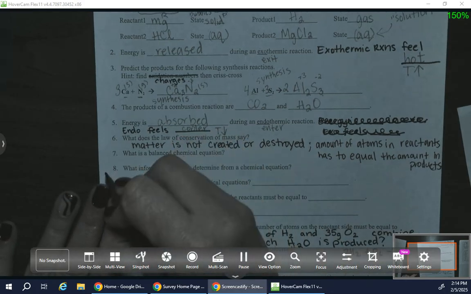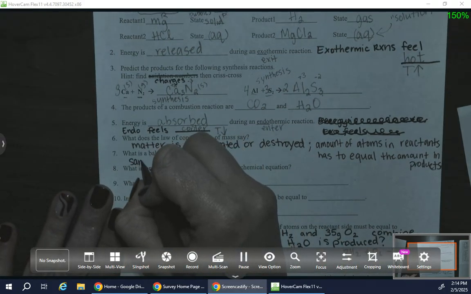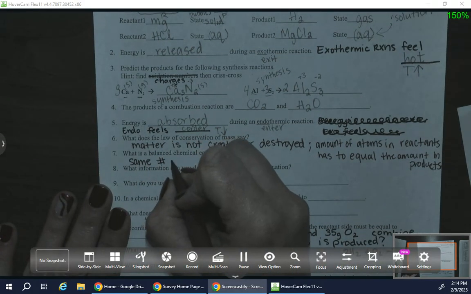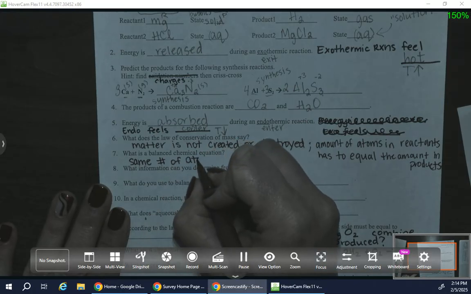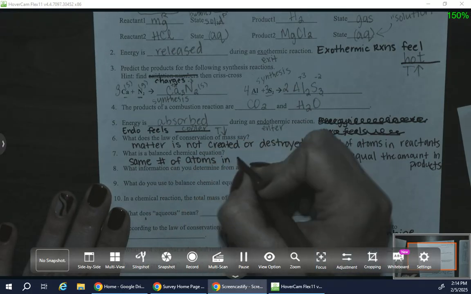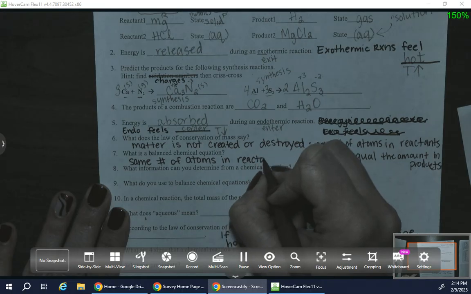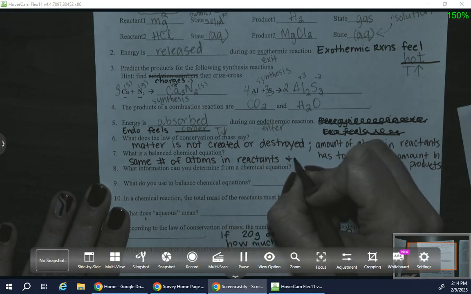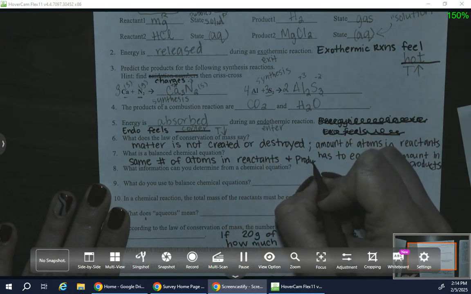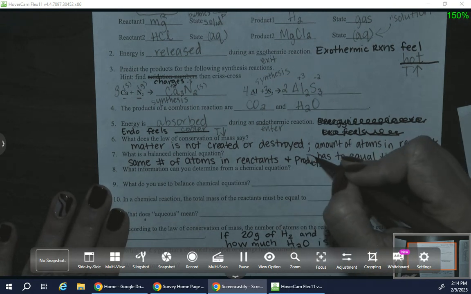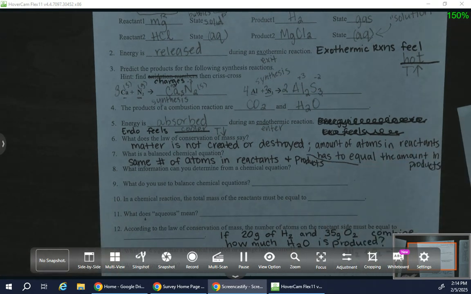That is when you have the same number of atoms in reactants and products. So we like to ask you guys questions that are going to be saying like same number of subscripts or same number of coefficients, and that's not true. It's same number of atoms.